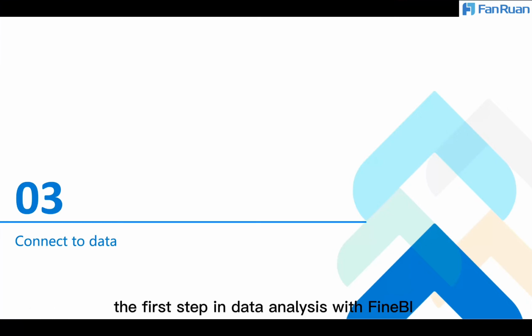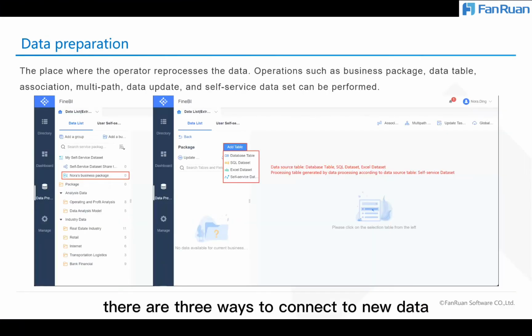The first step in data analysis with FineBI is to connect to data. There are 3 ways to connect to new data: get database table, fetch data from Circle dataset, upload Excel dataset.